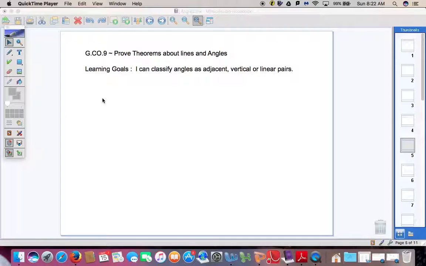Today we're going to talk about classifying angles. We are working with the GCO9 standard, and our learning goal for this video is to classify angles as adjacent, vertical, or linear pairs.